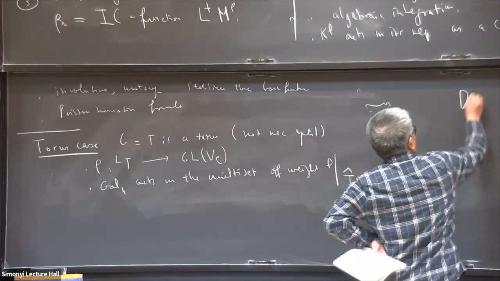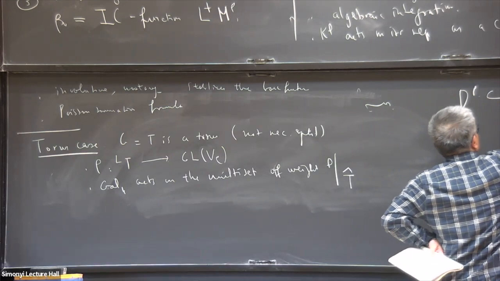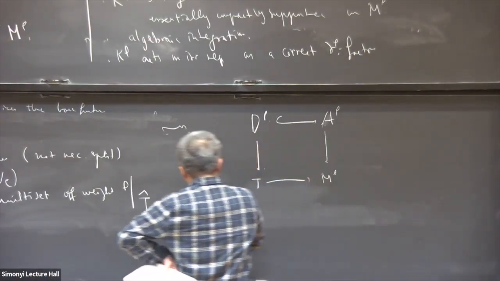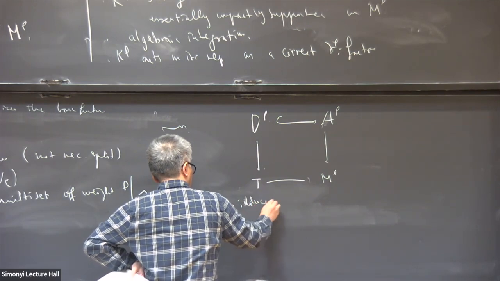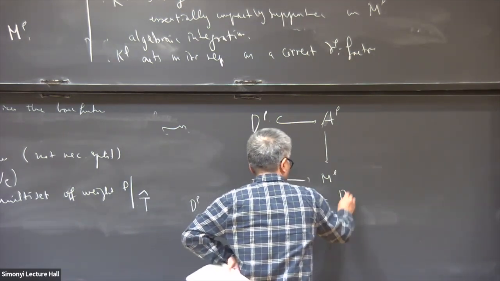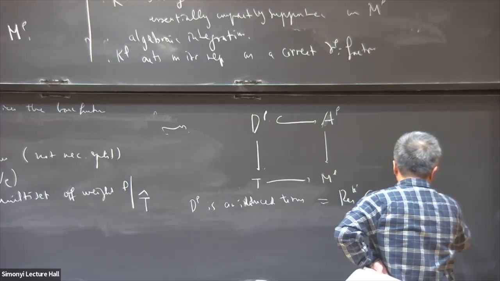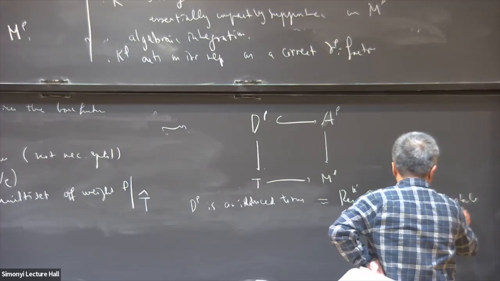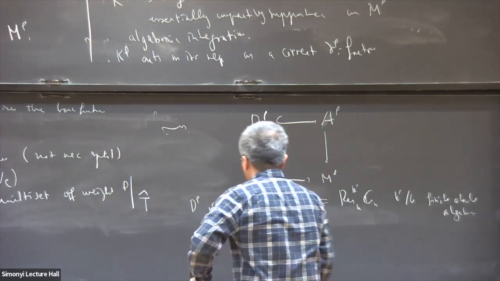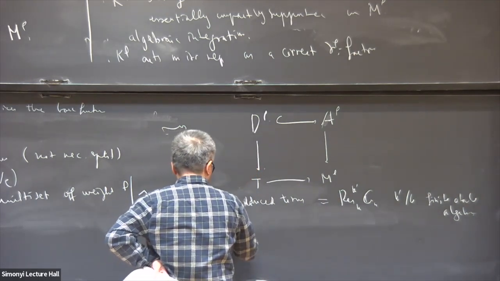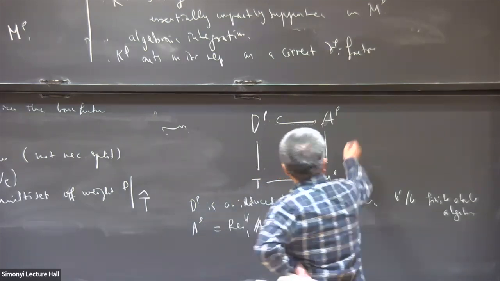Then this data gives you this thing. You have the D rho going to T mapping to A1 D rho mapping to M rho. So here D rho is an induced torus. It means that it's going to be a Weil restriction from K prime to K of GM, where K prime over K is a finite étale algebra given to you by this action of the Galois group on this finite multiset. And A rho is the Weil restriction from K prime to K of A1. And because of the restriction, you have a map, the trace map.